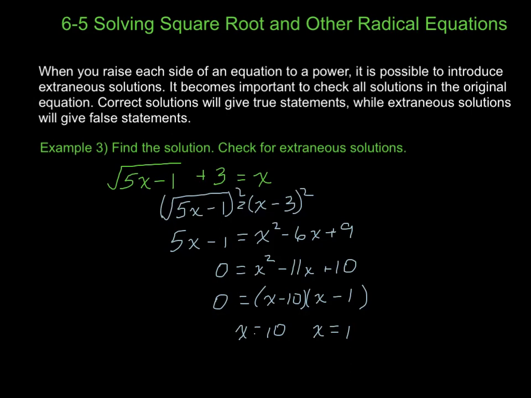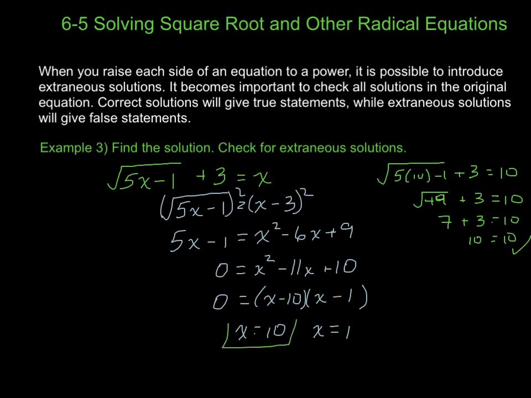If we plug positive 10 back in, we'll get the square root of 5 times 10 minus 1, plus 3, and hopefully that will equal 10. So 5 times 10 is 50. 50 minus 1 is 49. The square root of 49 is going to give us 7. 7 plus 3 is indeed 10. So 10 is a true solution. But we need to check 1 as well.